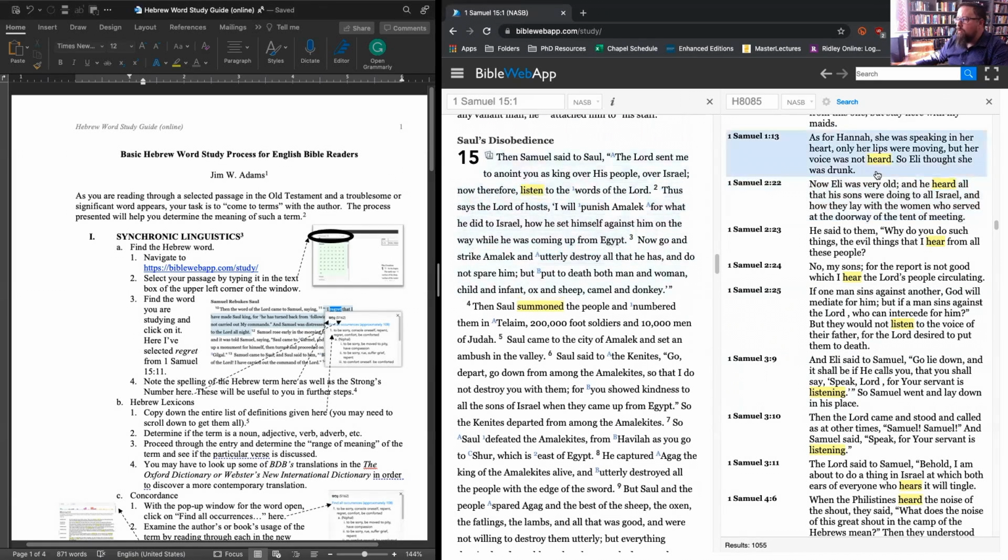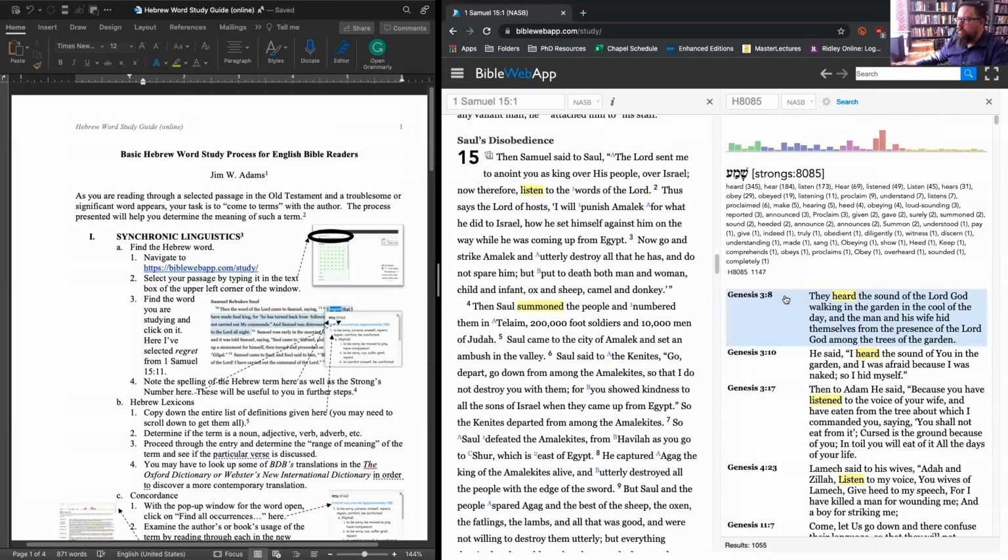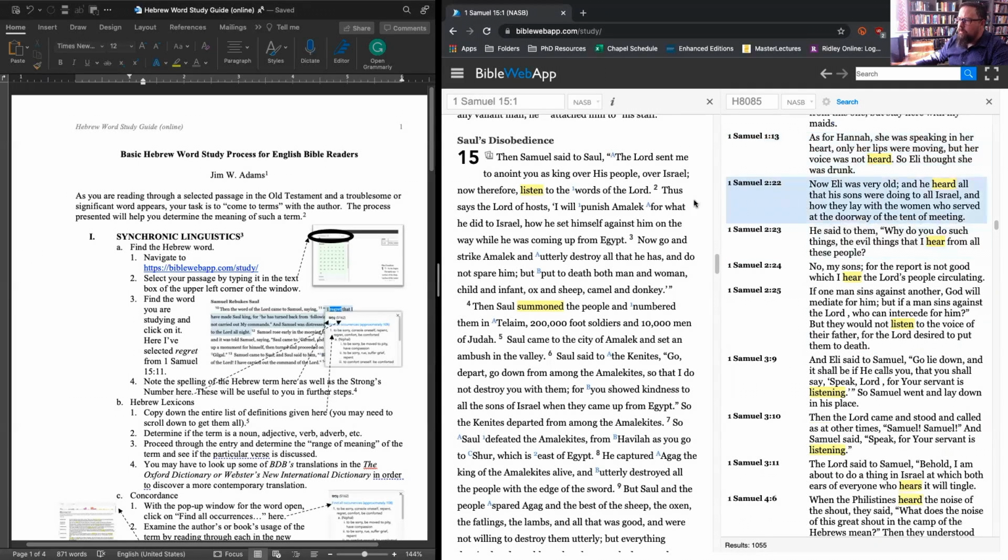Okay. So now notice we've got listen and summoned highlighted here. If we go up to the top here for Shema, all of the different ways that it gets translated, there are lots of different translations here, right? And so notice in our passage, we have listen, and then we have then Saul summoned the people. Well, this probably means something like Saul listened to the people and then numbered them to lion. That's probably the indication here.